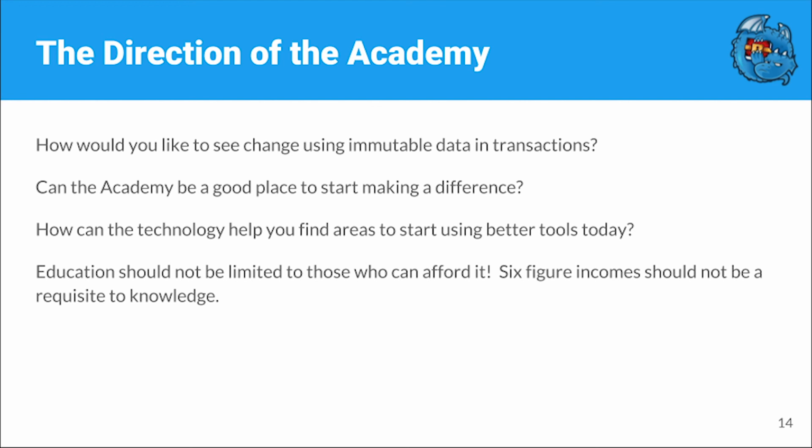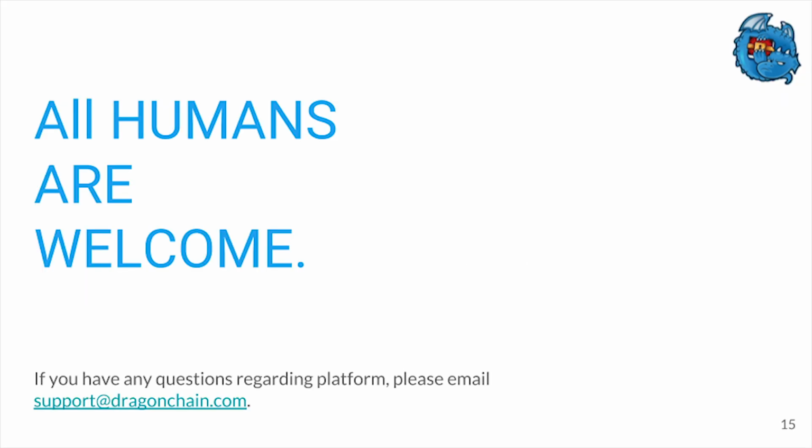Anyway, education shouldn't be limited to those who can afford it. A six-figure income should not be the prerequisite to acquiring knowledge. We've all heard knowledge is power. I'll take that one step further: applied knowledge is freedom, right? Once you learn something and can apply it, you have freedom in your life. That's what we hope to do, is empower you to have that. So, cool.